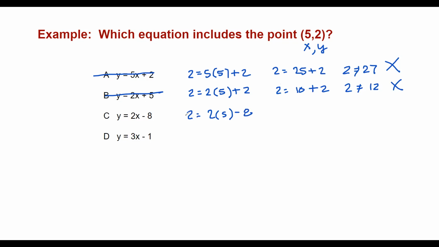So now we have 2 = 2 times 5 minus 8. Notice that we've substituted 2 for y in every case. We've substituted 5 for x in every case. This time we get 2 = 10 - 8. 2 = 2. That's the answer that we were looking for.